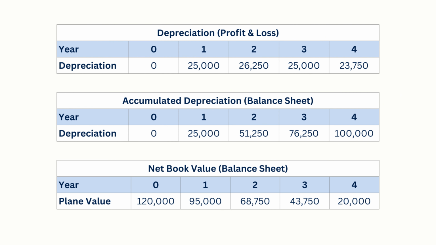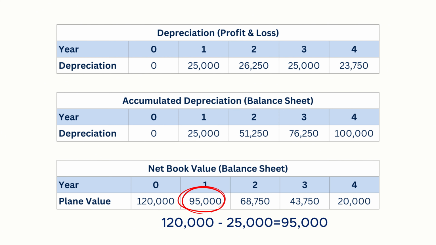Net book value represents the carrying value of the asset on the balance sheet. It is calculated as cost minus accumulated depreciation. At the start, in year 0, the plane is shown at its full cost of £120,000. At the end of year 1, the net book value falls to £95,000.